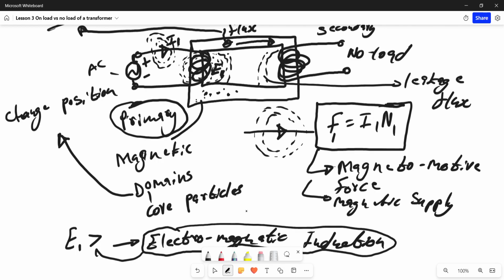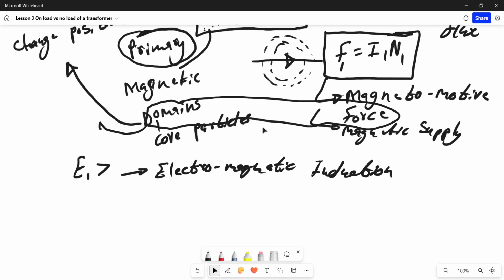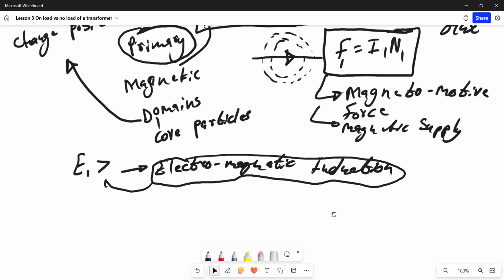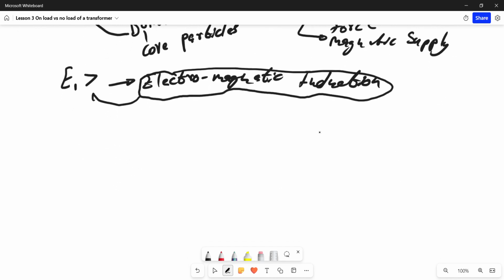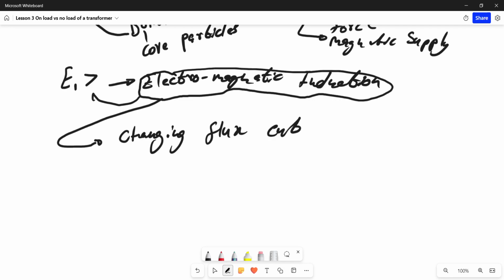An EMF is induced. So what does the principle of electromagnetic induction say? It says that a changing flux cuts a stationary conductor at right angles.